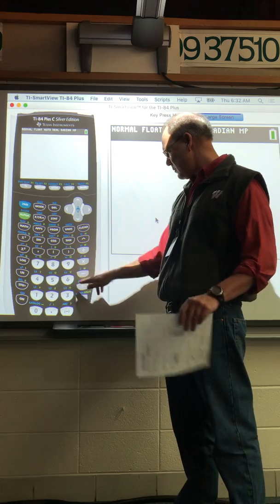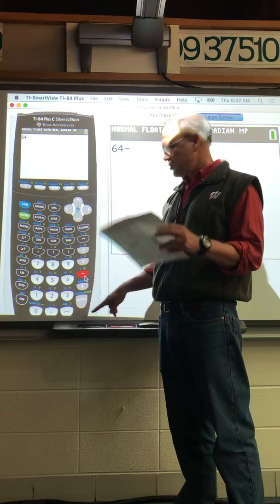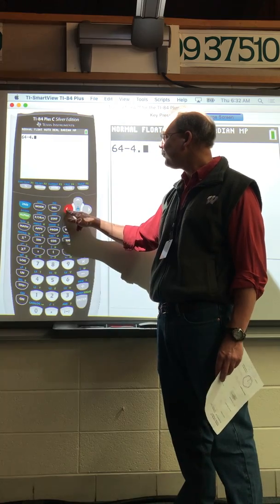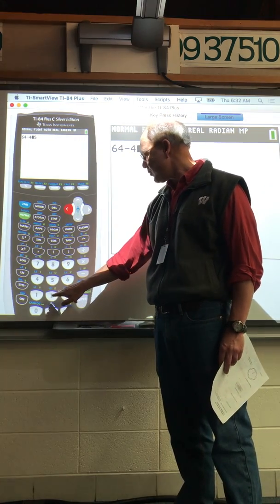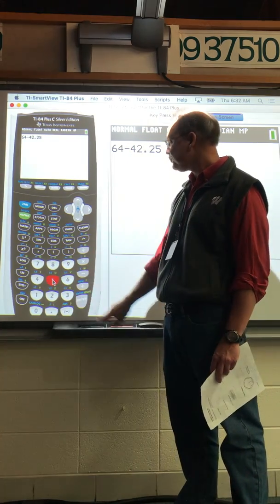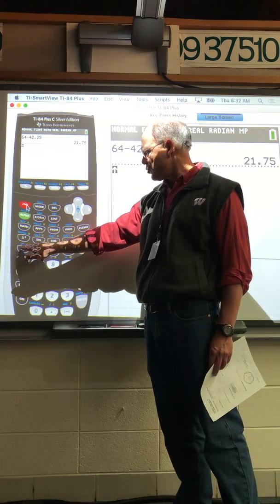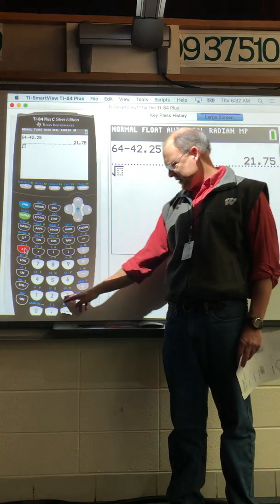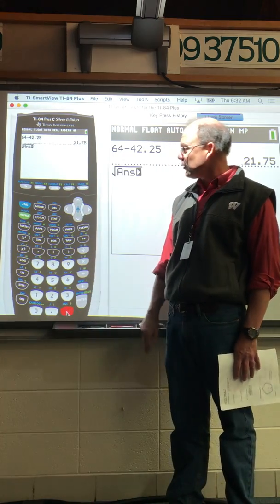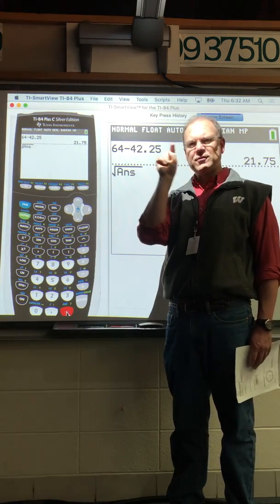Okay, so we did 64 minus 42.25. Oops. 42.25. Okay, now we're taking the square root. So if you've got an answer button, use that. Some of you have calculators with an answer button. Otherwise, if 21.75 shows up, you just hit shift and then the square root button.